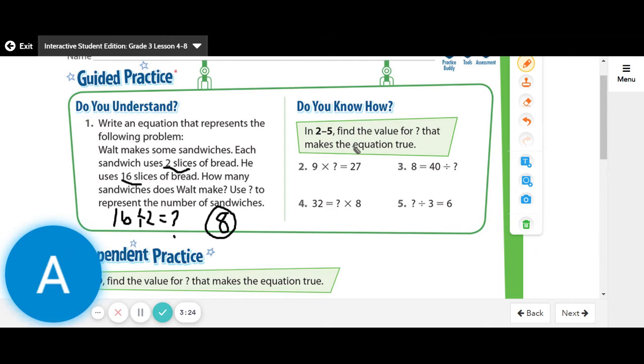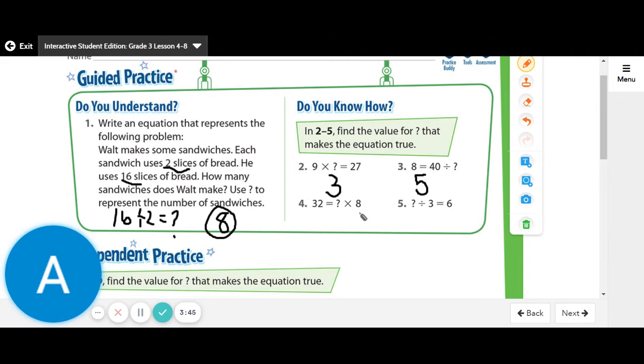Number 2, we want to find the value for the question mark that makes the equation true. 9 times something is 27. I know 9 times 3 is 27, so that question mark we would put a 3 instead. Another way to think about it, 40 divided by what equals 8? 8 times what is 40? I know 8 times 5 is 40, so that question mark would be 5.